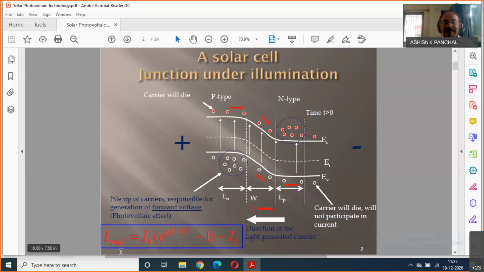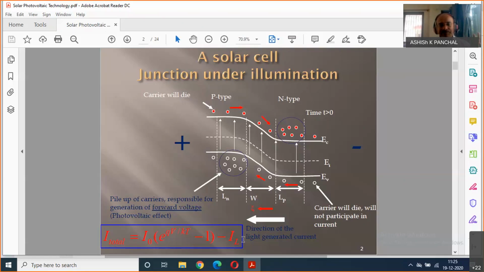What is the equation for the solar cell? The diode current minus the light generated current. Okay, so the diode current, as you know, is I0 times the exponential term, minus I L, that is the light generated current. Okay, and you find the photovoltaic behavior. Okay, now I understood how a silicon diode generates electrical power, right?